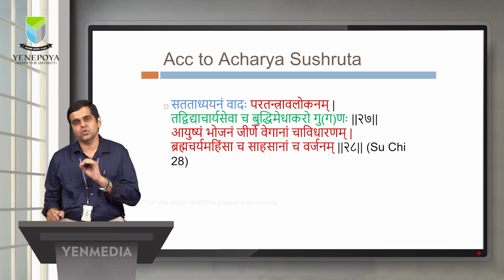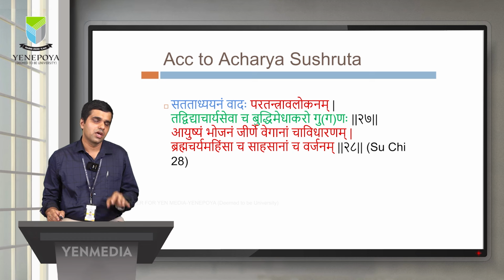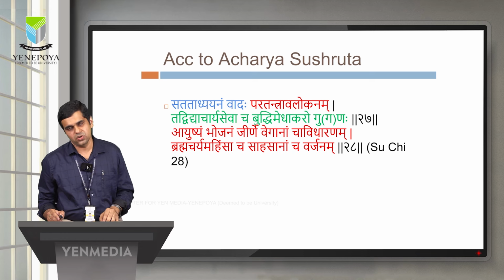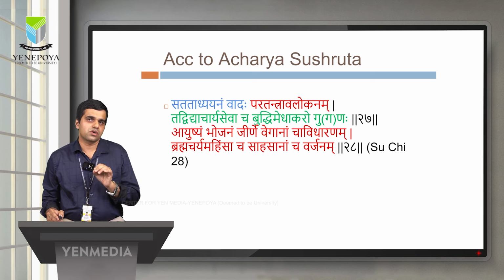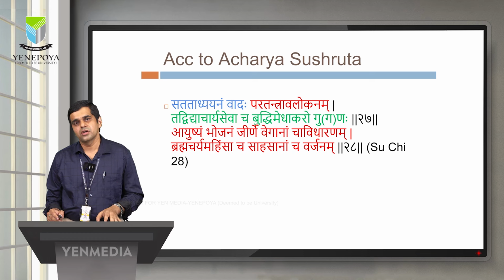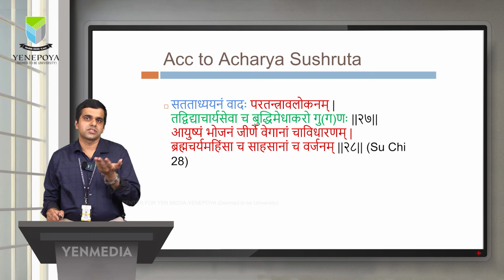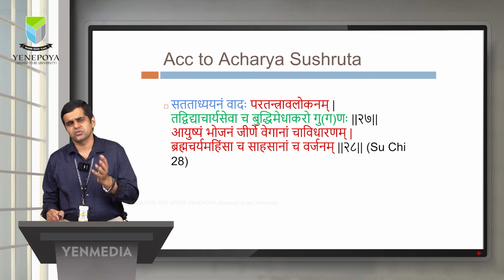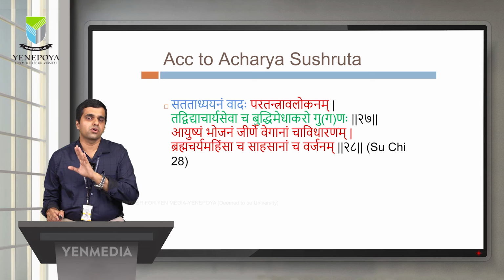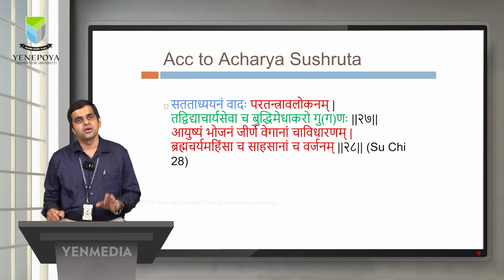Veganam cha avidharanam is you are not controlling any of the urges of your body. There are 13 urges that are told in Ayurveda, which you are not supposed to withhold. Okay, like for example Vata, Mutra, Purisha, etc. So there are 13 that have been told for which you are not supposed to do Vegadharana.